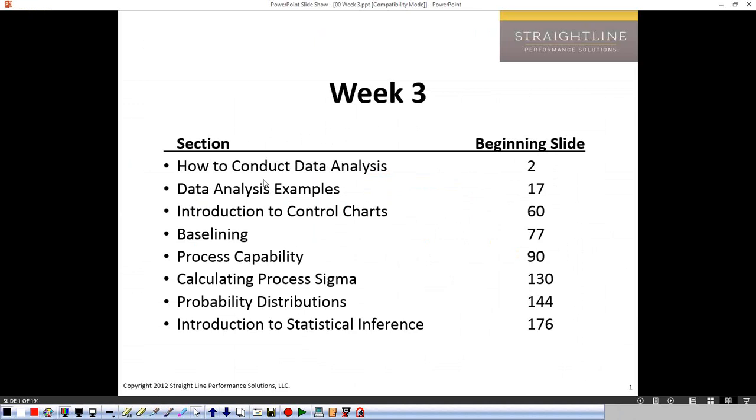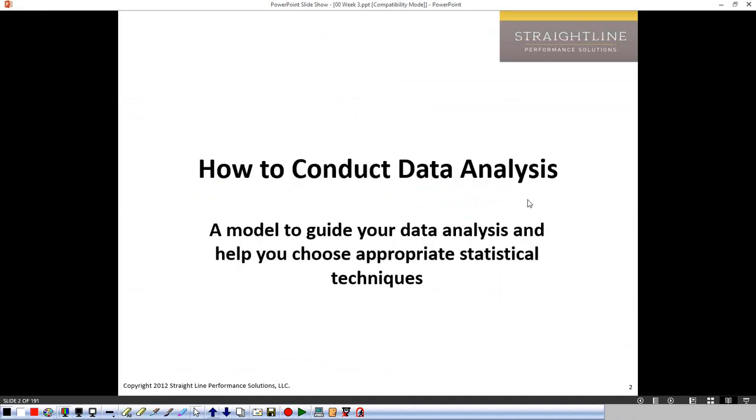Okay, well, without further ado, we're going to go into these sections: how to conduct data analysis, the introduction to control charts, and the data analysis examples. We're going to do a lot of this sort of off the page, but we'll be covering everything that's in these slides between 2 and 17. So starting out, how to conduct data analysis.